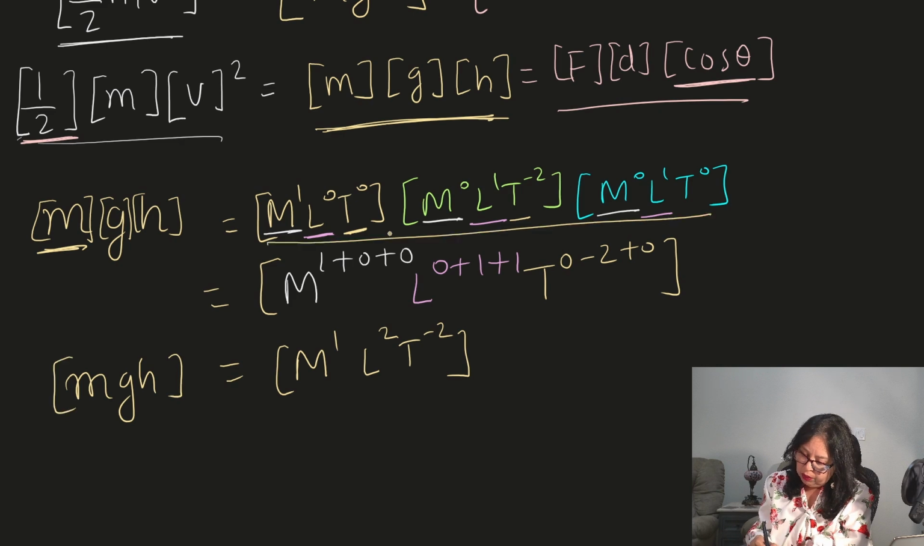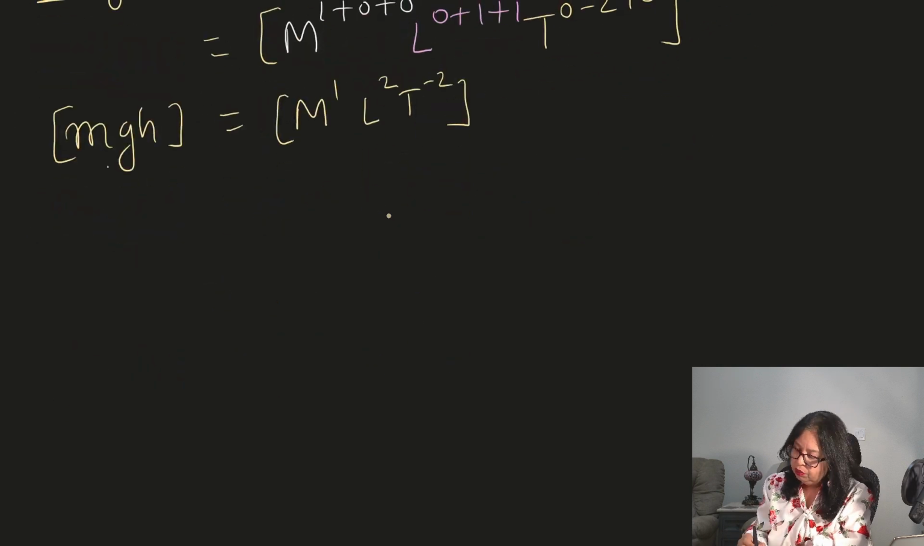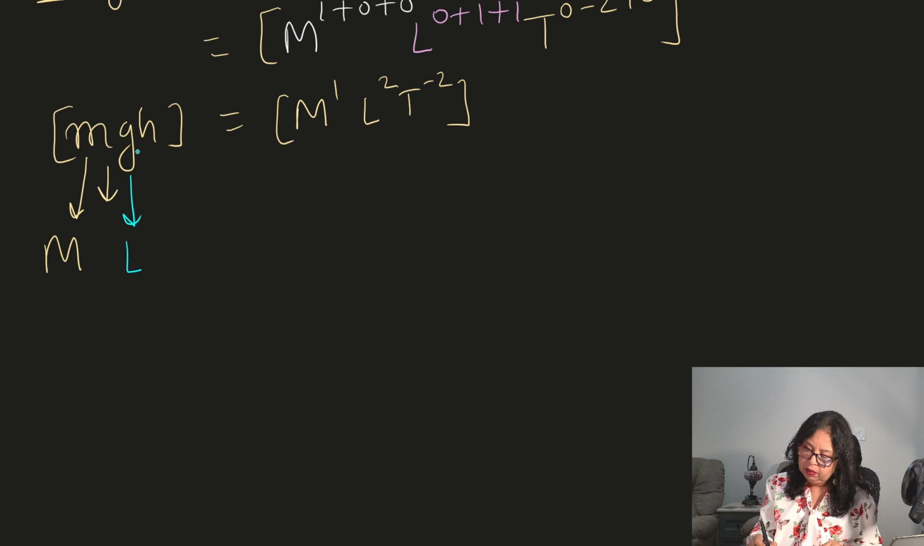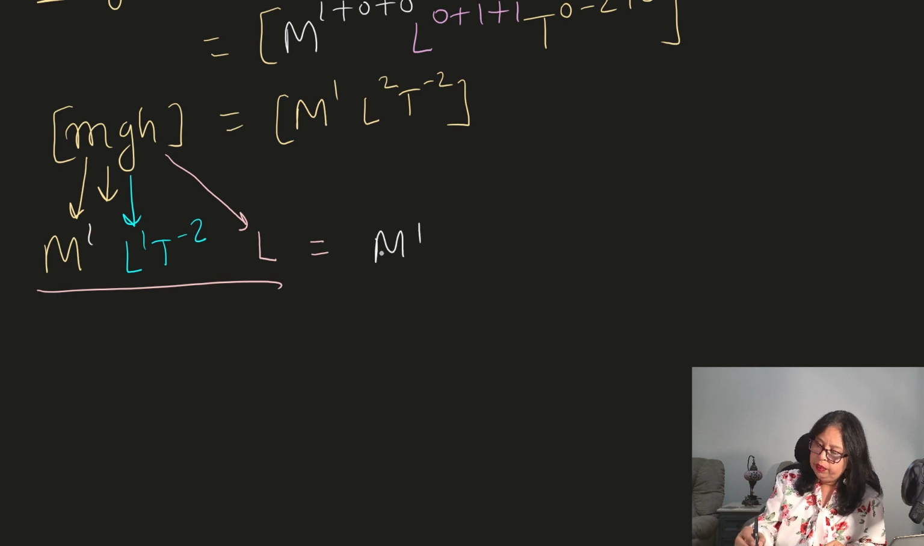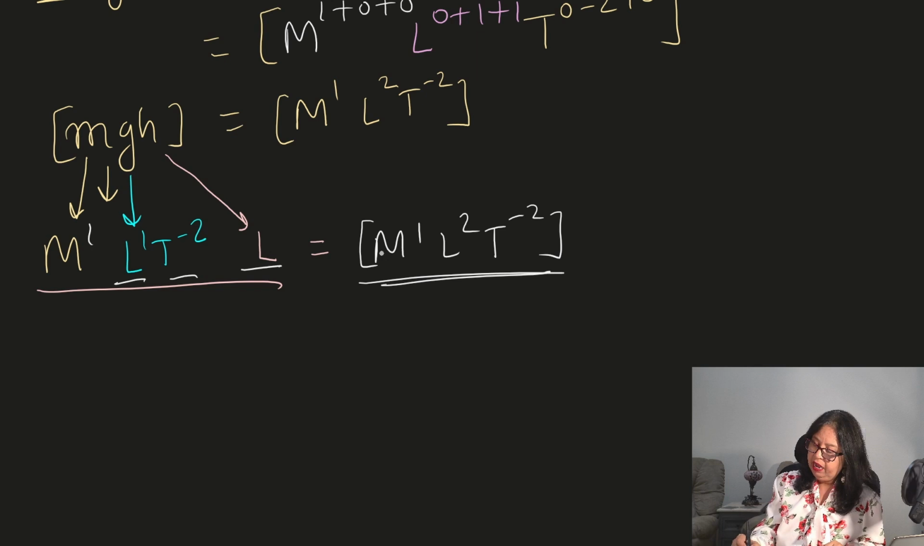Did I really need to do all this? Nah. I could have just started over here and said mass, it's just mass here. Then I have G. G is L1 T minus 2. Then I have H. H is just L. Combine these together and you will get M1, this is 1, L times L, L2, and T minus 2. So here I have the dimensional formula for gravitational potential energy.